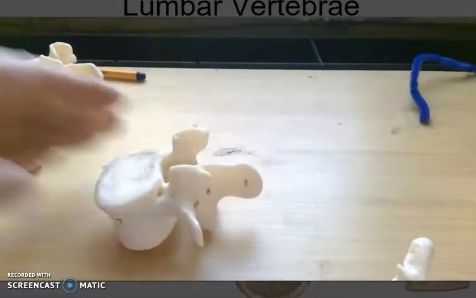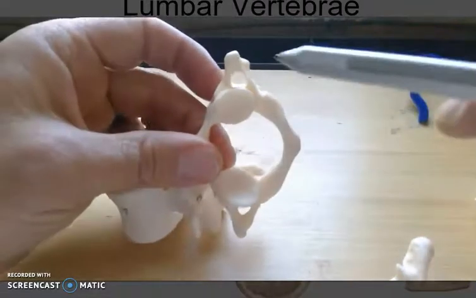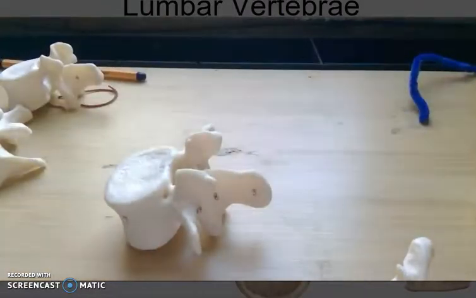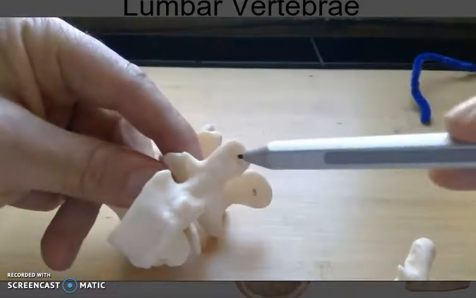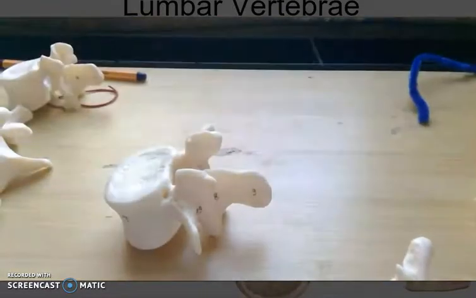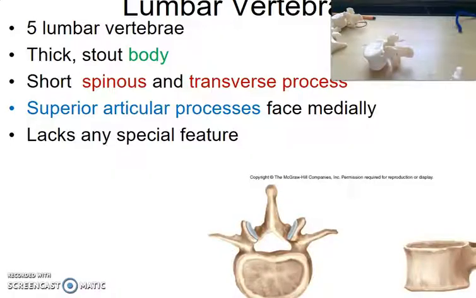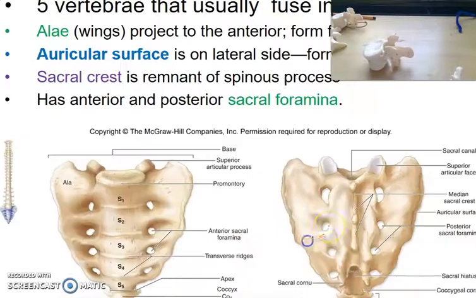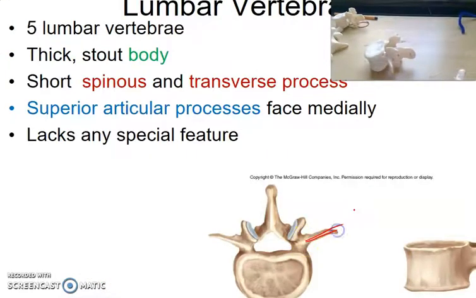So it doesn't have any special foramen. So here's the transverse foramen of a cervical. Here's a transverse facet of a thoracic. So it doesn't have anything special on it. I'm sorry, lumbar, you're boring. You're vanilla. Oh well. So you have 5 of them. It is very stocky. So short transverse, short spinous processes. And the articulating facets actually go sort of inwards on them. And it lacks any special features. I'm sorry, you're not that exciting.